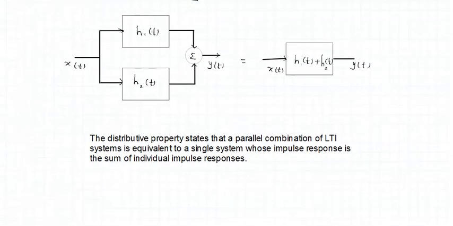So we can put the statement as: the distributive property states that a parallel combination of LTI systems is equivalent to a single system whose impulse response is the sum of the individual impulse responses. So if you have a parallel combination, this parallel combination can be represented with a single system which is the sum of the individual impulse responses. This is the meaning of distributive property.